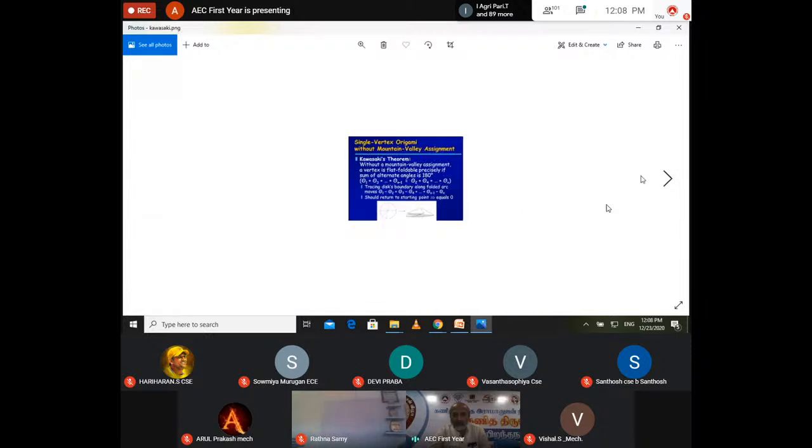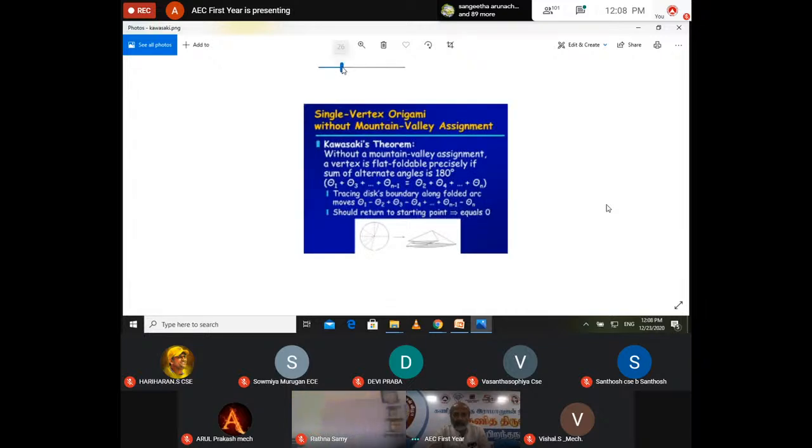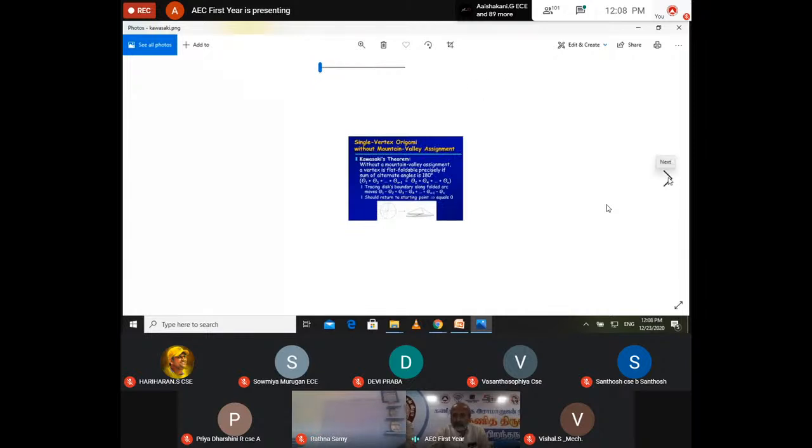So this is Haga's problem, and also just observe this. There is another theorem called Kawasaki's theorem. Mountain fold means that when you fold a paper, it appears on the edge like a mountain. When you reverse it, it appears like a valley, and that is called a valley fold. So there is a theorem called Kawasaki's theorem. The angles, when you fold it, theta 1, theta 2, etc., these people have shown you. So there is a theorem called Kawasaki's theorem.